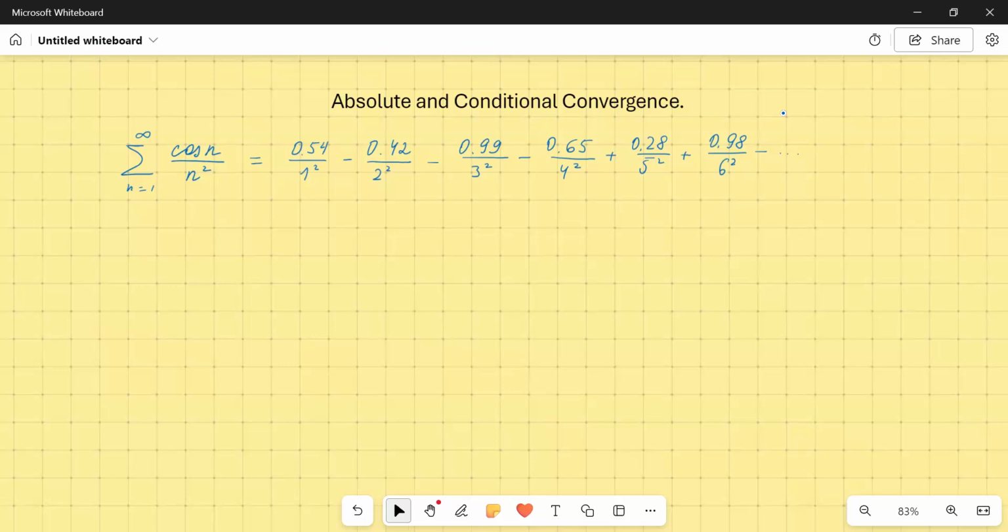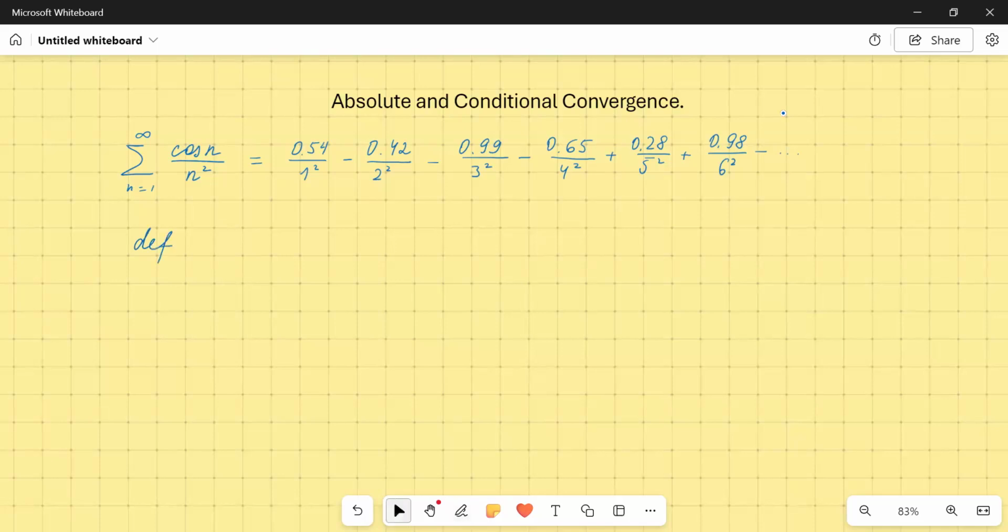I cannot use comparison tests on this because the terms are not positive. I have a bunch of positive terms and a bunch of negative terms, and they are coming in random order depending on the value of the cosine, right? So what kind of test can I use on this series? I'll need to develop a different kind of test, and this different kind of test is going to be absolute convergence. So let's start with the definition now.